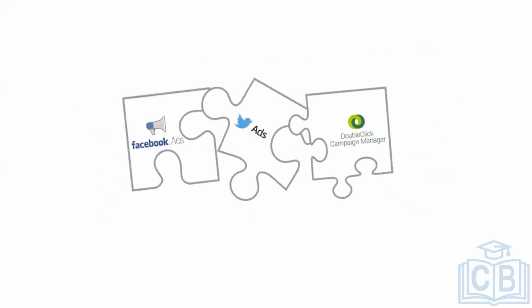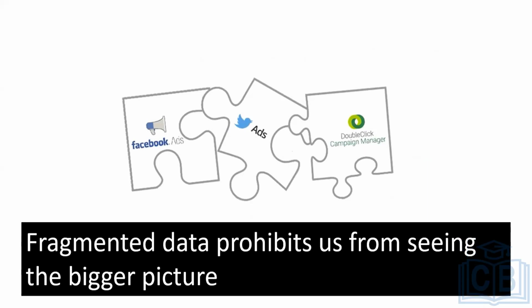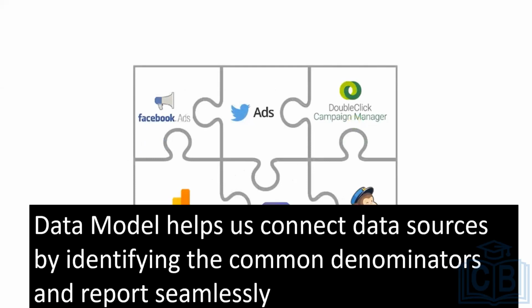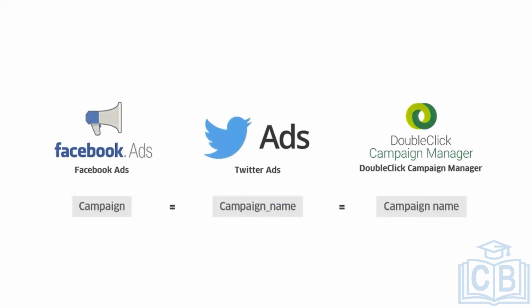If all the sources act as individual silos, we have nothing as inference, and we are always wondering how to keep all this fragmented data together so that we can see the bigger picture. So the data model helps us by connecting the data sources, identifying the common denominators and reporting seamlessly. We need to find a common denominator by browsing through the data model, which will help us identify the end goal.